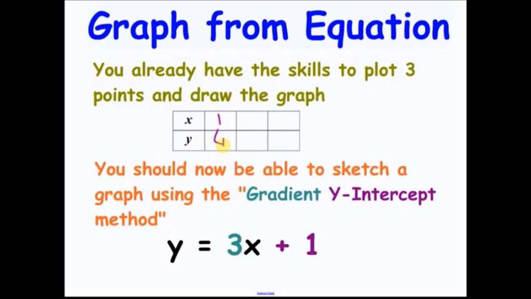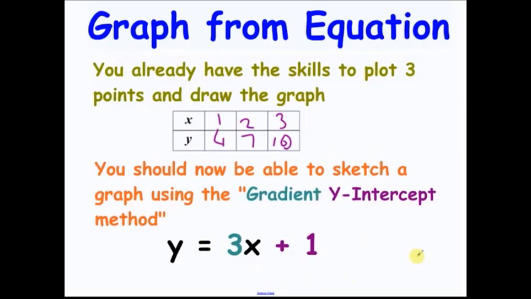And when x has a value of 2, we substitute it in our equation. 3 times 2 is 6, plus the 1 gives us 7. And finally, if I put a value of 3 in there, 3 times 3 is 9, plus the 1 would give us 10. So a value of 3 would give us 10. And that is how you would have drawn your graph from an equation.